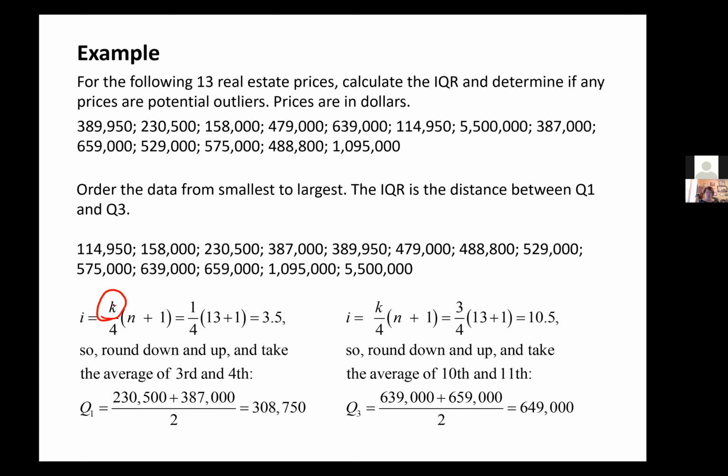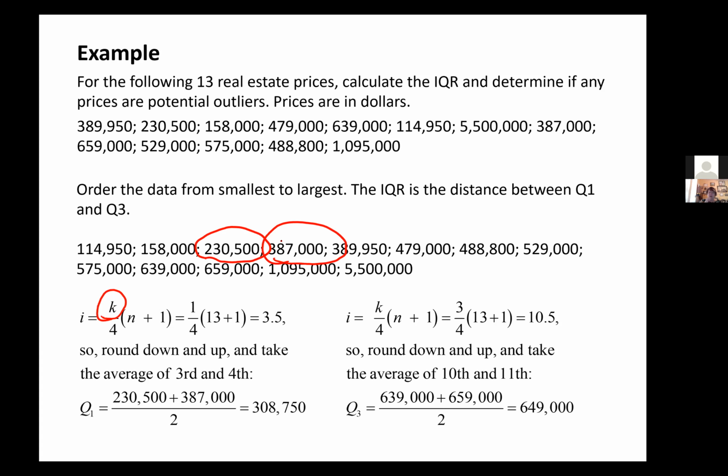3.5. So what we do with the quartiles, since it's 3.5, the first quartile is going to be between the third and the fourth data value. So the third data value in the ranked data is right here. That's the third. And the fourth is right here. So to find the first quartile, we take the average of those two data values.